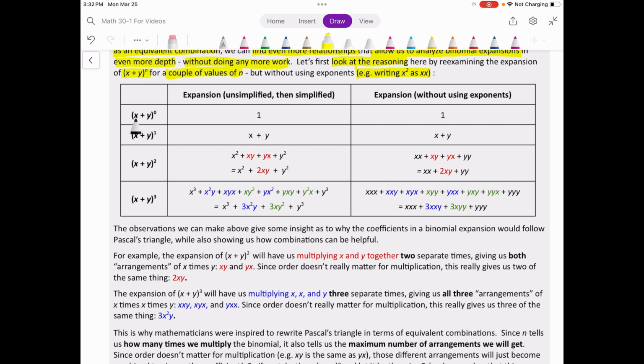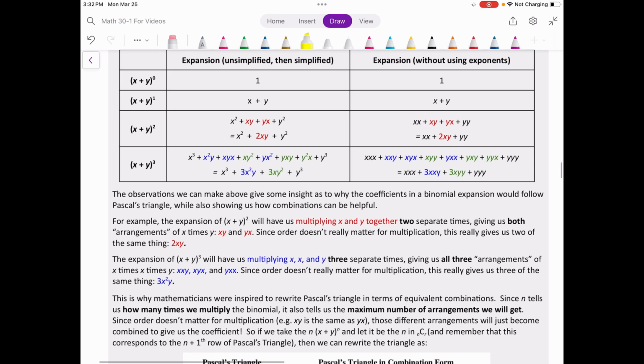So if we look at x plus y to the power of 0, it's just 1. Right? Nothing too much going on there. X plus y to the power of 1 even, not too much to think about there. But things will get a little bit more interesting when we start looking at x plus y squared or x plus y cubed, or obviously even higher powers, okay? So let's look at x plus y squared.